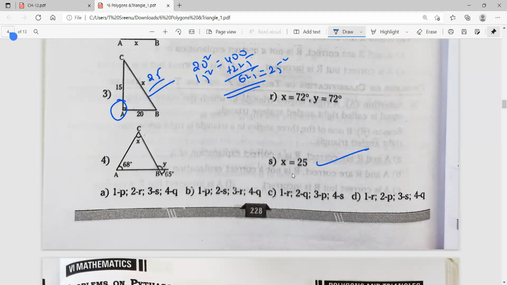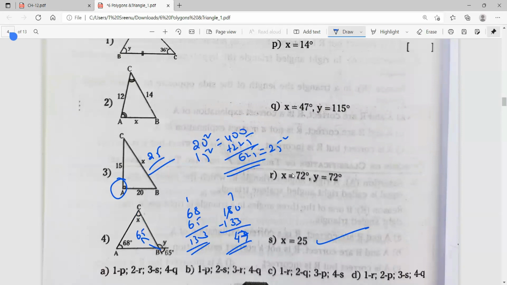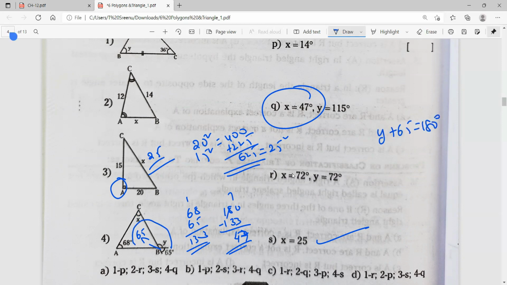And then the fourth one, with the vertical opposite angles, this is 65 degrees. 68 plus 65 is 133. 180 minus 133 is 47. Yes, 47. And y is equal to 115 because y plus 65 is equal to 180. It is a linear pair or straight angle. y is equal to 180 minus 65. We will get 115. Okay. Like this we can do.